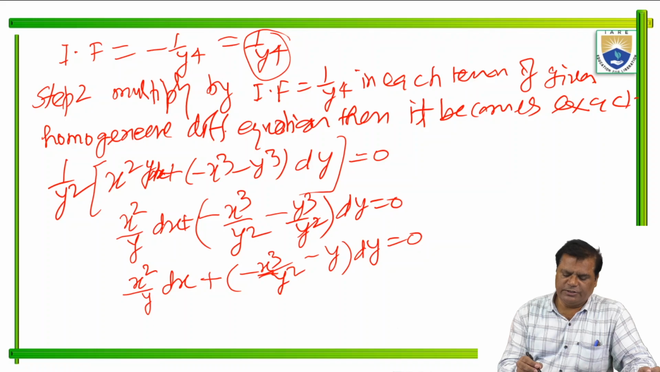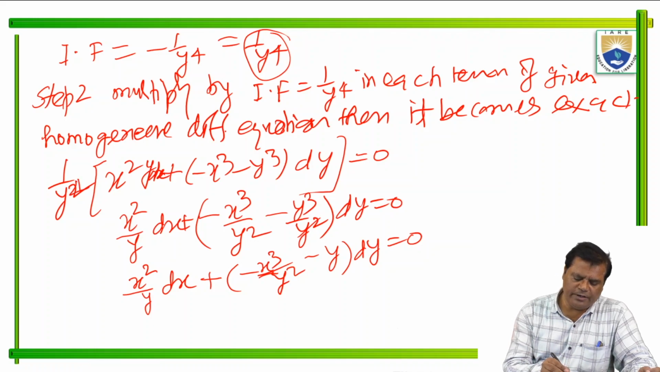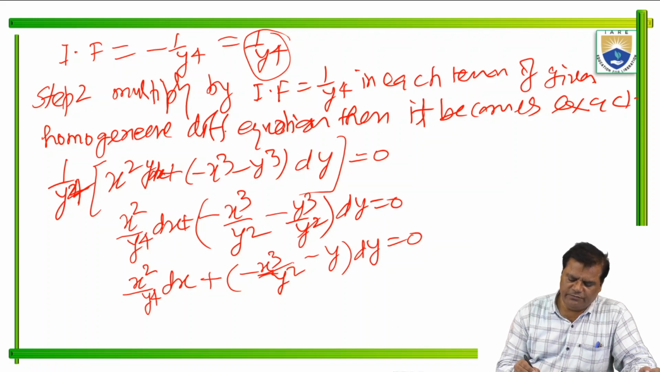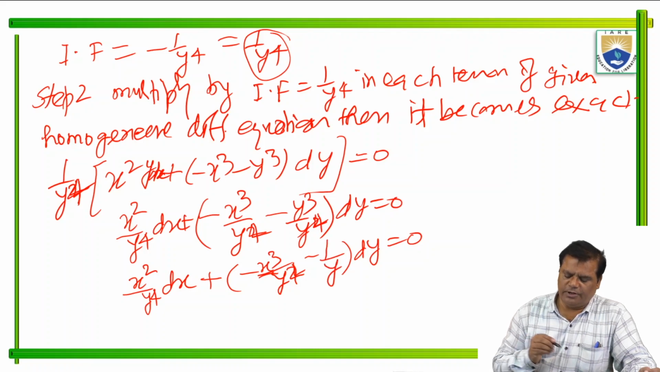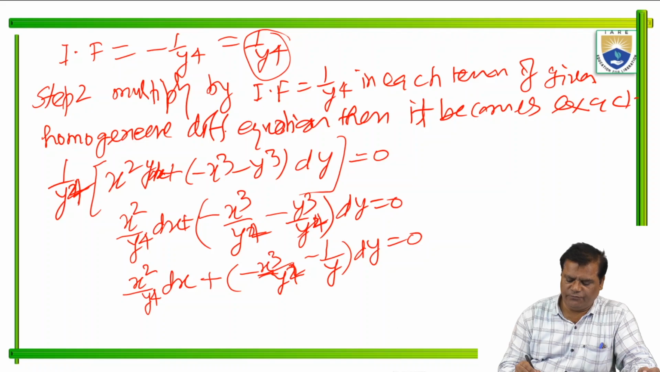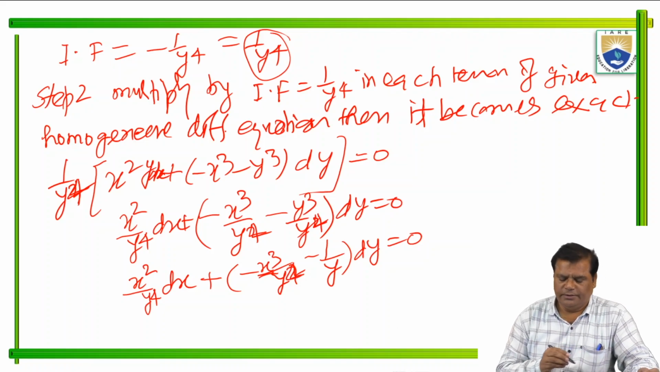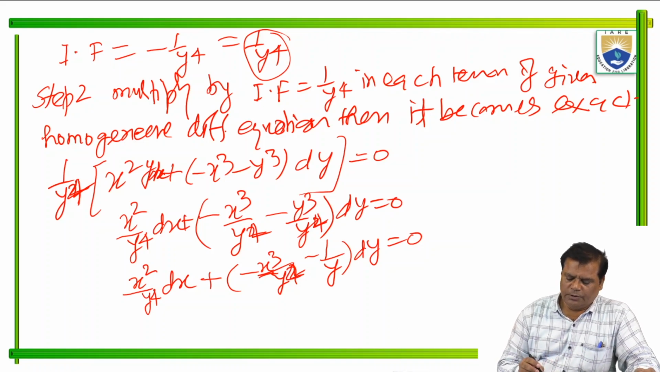X cube minus y cube, y4 there. There is y4 here, I am writing wrong, y4. So here is y4 and here is also y4, here is y4. Any 1 upon y here, there is 1 upon y only, okay, this is correct. There is y4 power, okay. This is y4.